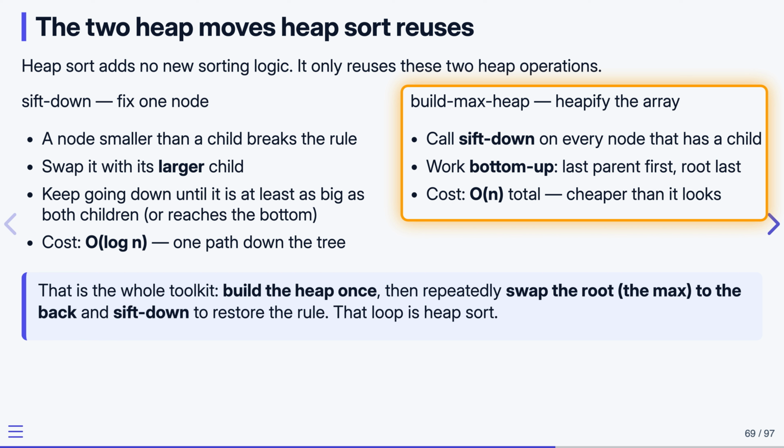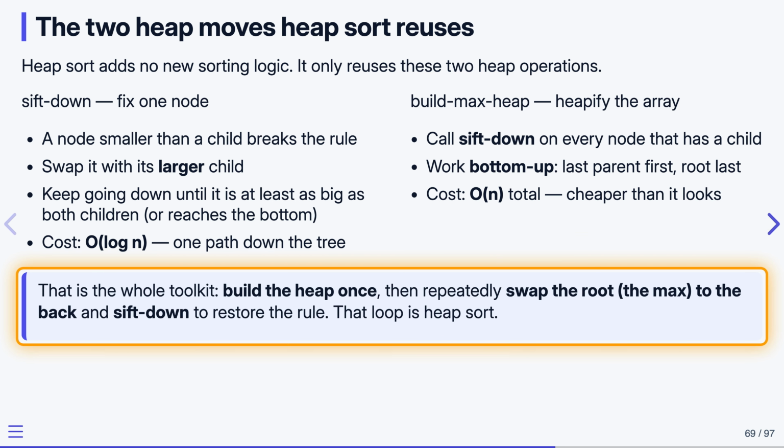The second is build max heap. We call sift down on every node that has a child, working bottom up, the last parent first and the root last. This costs big O of n in total. So here is the whole plan. Build the heap once. Then repeatedly swap the root, the largest value, to the back and sift down to restore the rule. That loop is heap sort.